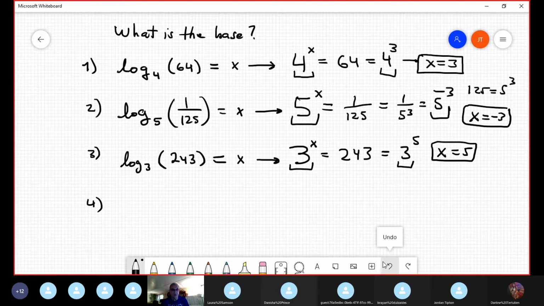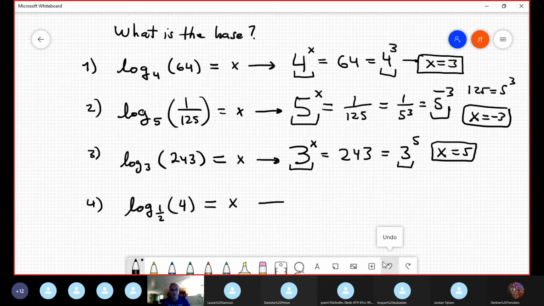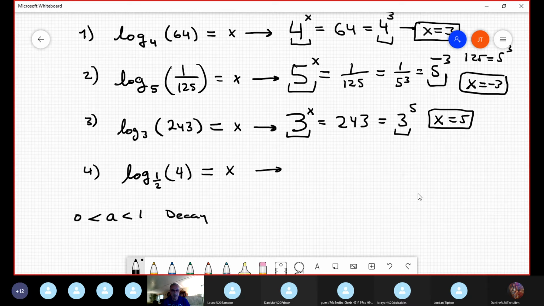One more example before we start to study the exponential function formally. One more is logarithm base 1/2 of 4 equals x. Wow, professor, I never saw before in my life a base that is a fraction. I don't understand. Well, okay, the base could be a fraction. Remember, the restriction for the base: we have two kinds of exponential. Exponential with a base between 0 and 1 is decay. An exponential with a base greater than 1 is growth.